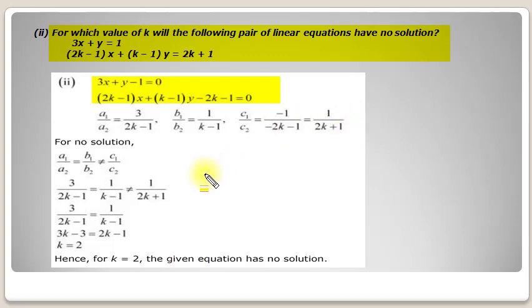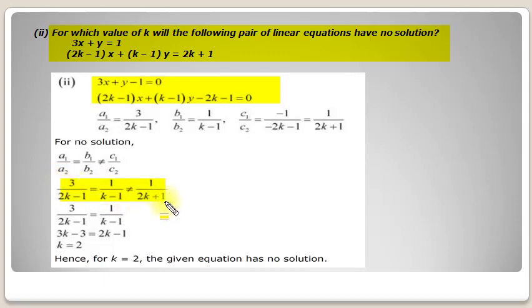Okay, then the condition for no solution is A1 upon A2 equals B1 upon B2 not equal to C1 upon C2. So we have applied that condition and put these values of A1 upon A2, B1 upon B2 and C1 upon C2 in this condition. So we will get this particular thing.